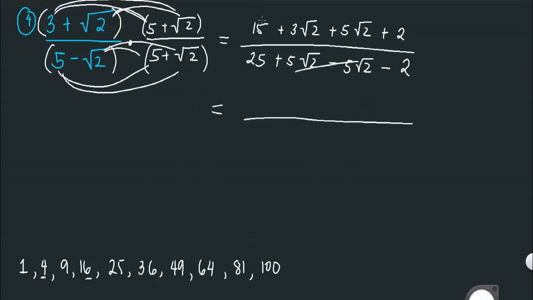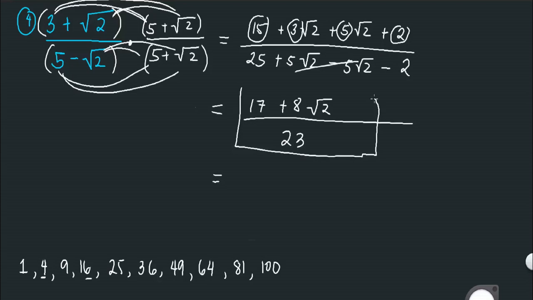Pagsamahin natin yung pwedeng pagsamahin dyan. So, I think 15 and 2 ay pwedeng pagsamahin. So, 15 plus 2 is 17. Pwede rin naman to, no? Since may square root of 2 dito, same din dito. So, 3 plus 5 is 8 square root of 2. Okay? So, denominator naman, we have 25 minus 2. So, pagsamahin natin ng 25 minus 2, we have 23. Okay? So, pwede na tong final answer, no?